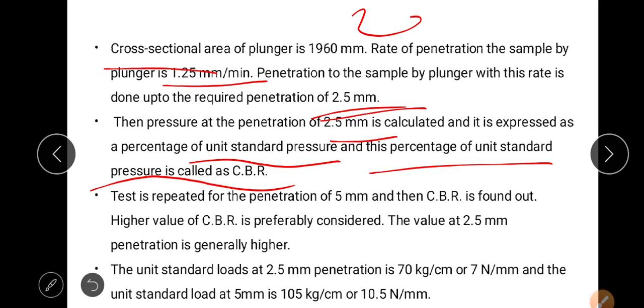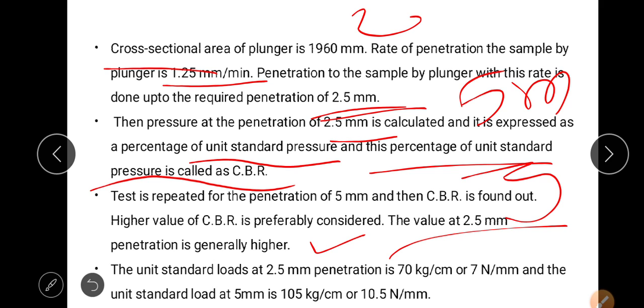The higher value of CBR is preferably considered. The value at 2.5 mm penetration is generally higher. If the value of CBR is higher at the 5 mm penetration level, then 3 more additional tests are required to be performed and the average of 6 trials has to be evaluated. If that again repeats that the maximum value of CBR is at 5 mm penetration, then that is to be adopted. Otherwise, if at the 2.5 mm penetration level the value of CBR is observed to be higher than at 5 mm, then that is adopted. The unit standard load at 2.5 mm penetration level is 70 kg per centimeter squared or 7 Newton per millimeter squared, and the unit standard load at 5 mm is 105 kg per centimeter squared or 10.5 Newton per millimeter squared.